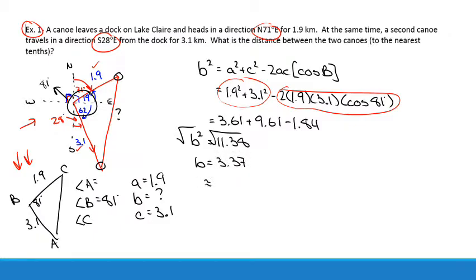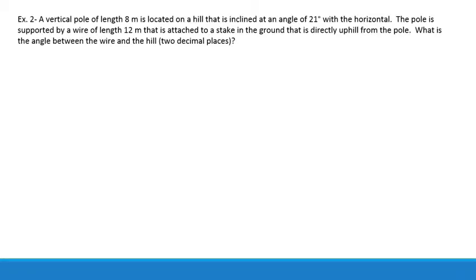They ask for rounding to tenths, so 3.4, and I'm assuming this must be kilometers. Yep, it's kilometers. That's my answer. The canoes are 3.4 kilometers apart. All right, so again, the solving was easy. The diagram is everything. Let's look at another one.